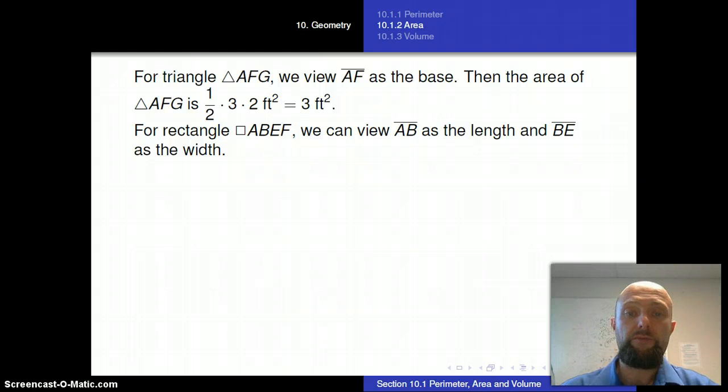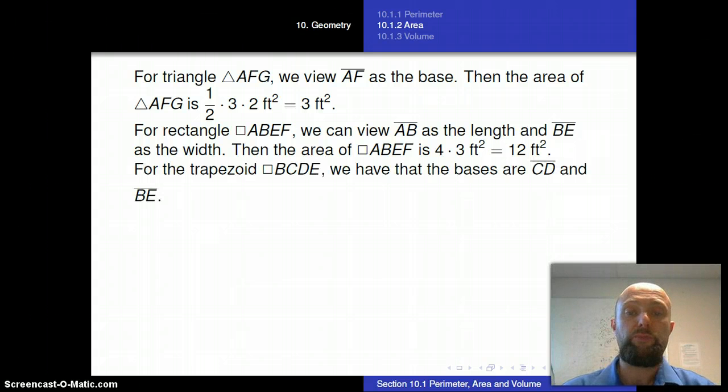For rectangle ABEF, we can view AB as the length and BE as the width. Then the area of the rectangle ABEF is length times width, which is 4 times 3 square feet, which simplifies to 12 square feet.